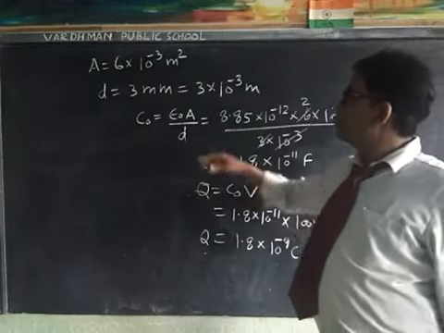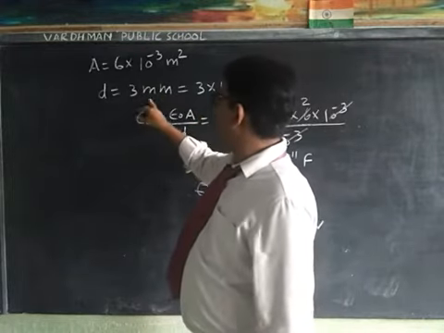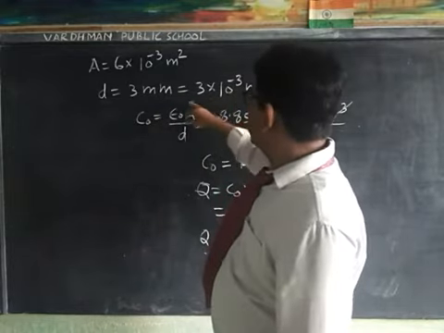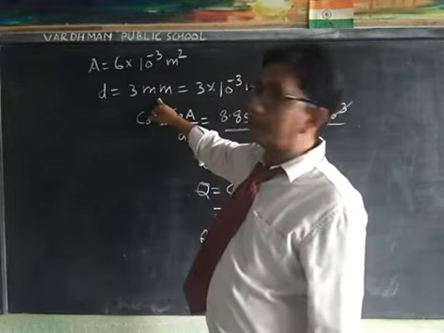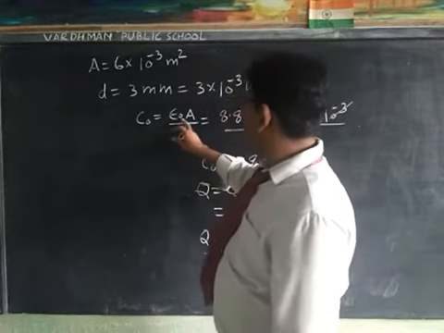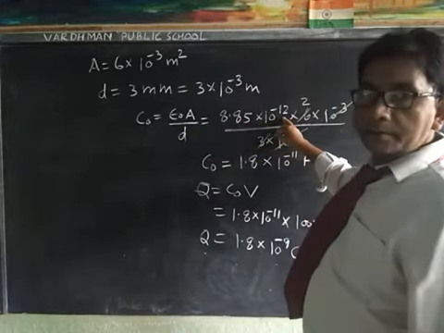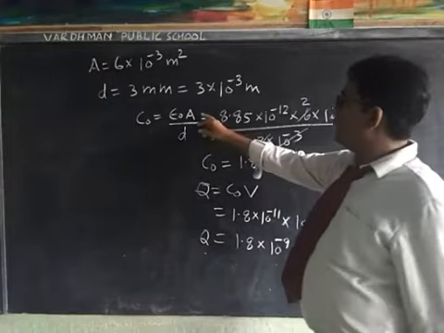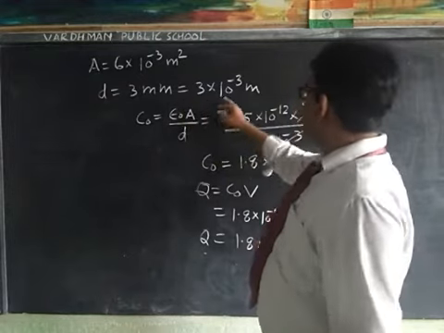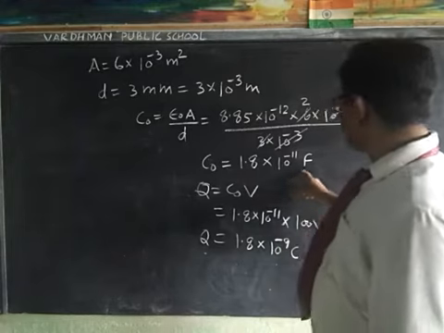Here we have been told the area of the plates is 6 into 10 power minus 3 meter square, and the distance is 3 millimeter. We will change it into meter. 1 millimeter is equal to 1 upon 1000 meter, so that is 3 into 10 power minus 3 meter. Capacitance is equal to epsilon 0 A upon D. The value of epsilon 0 is 8.85 into 10 power minus 12, A is 6 into 10 power minus 3, and D is 3 into 10 power minus 3. When we solve this, we get 1.8 into 10 power minus 11 farad.